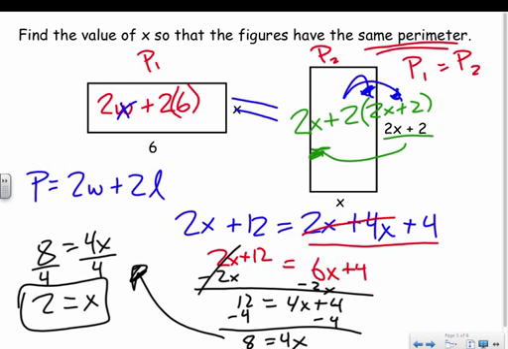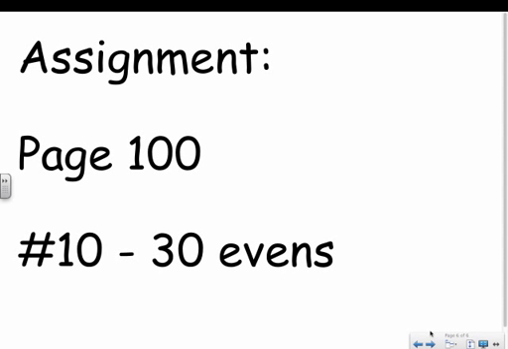And that's what we're trying to solve, right? Find the value of x. So we're done. So the hardest part is just setting up that equation in the first place. Might have to use perimeter, might have to use area. All right, good luck with solving those equations.